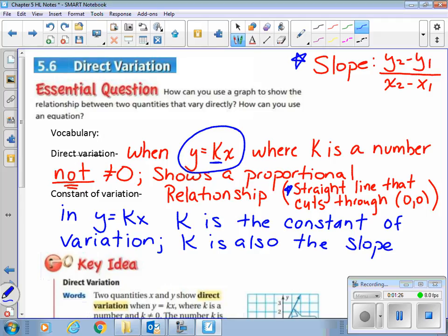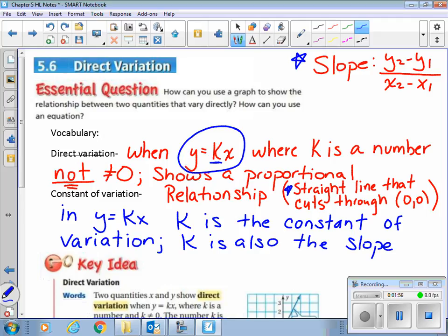Then we have a constant of variation, which I have the definition in blue. In that direct variation equation, y equals kx, k is the constant of variation. K is also just the slope of the line. Right? It's showing that direct variation. It's showing how it's changing constantly. It's just the slope. It's how steep that line is. It's showing that change.